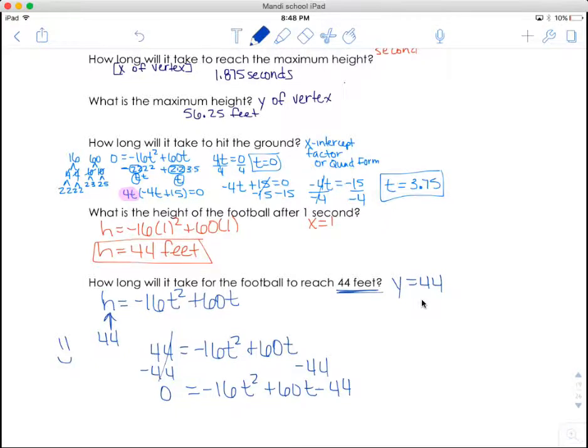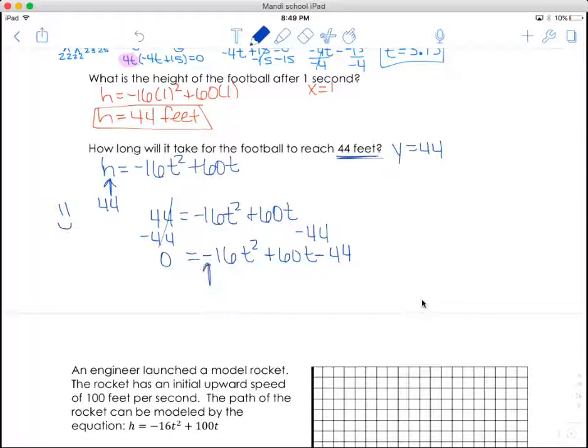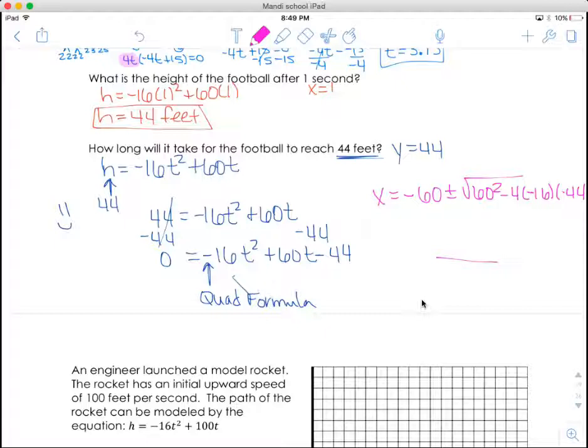Okay. Once you have a negative right here, this tells you that we're going to use the quadratic formula. Quadratic formula. So, x equals negative b plus or minus the square root of b squared minus 4 times a times c. Oh no, I'm at the end. Over 2a.